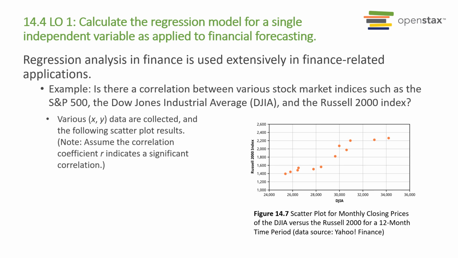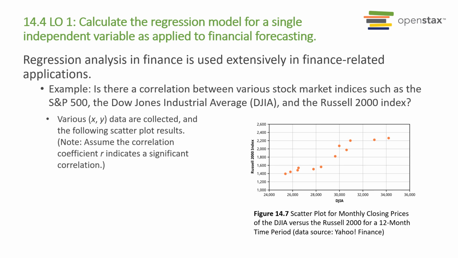Regression analysis is used extensively in the finance industry. Typical applications involve determining if there's a correlation between various stock market indices like the S&P 500, the Dow Jones Industrial Average, and the Russell 2000 Index. A typical application of regression is to determine if the price of a stock can be predicted based on some other quantity such as the stock market index.